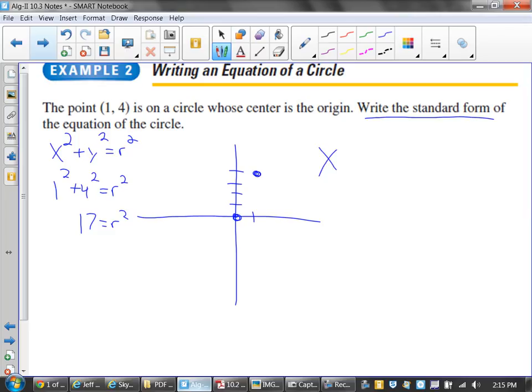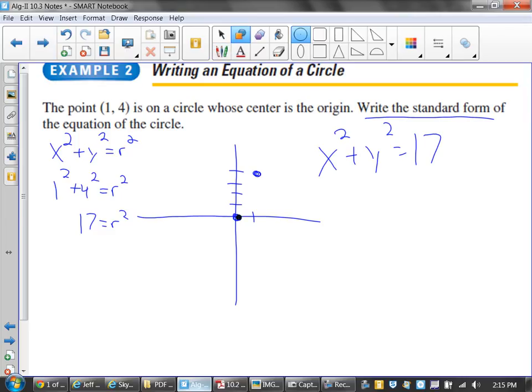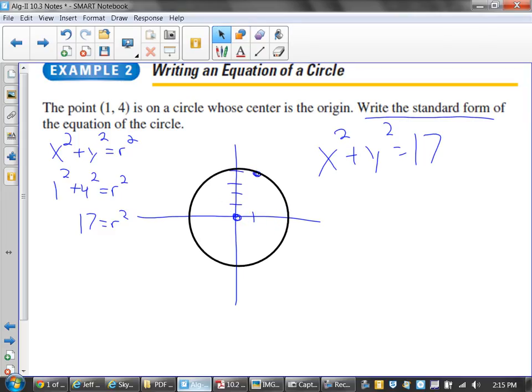Nope, all it said is write the equation. X squared plus y squared is 17. Then why'd you draw a graph? Just to show you what you were doing. Again, do you need to draw graphs for these? No. Does it help with visual representation of what you're doing? Yeah. So I know that there's a circle out there that has the radius of the square root of 17. Then you can find out.